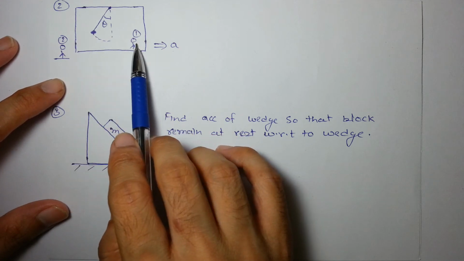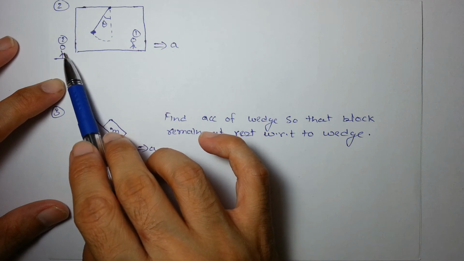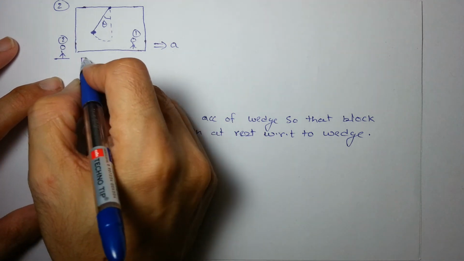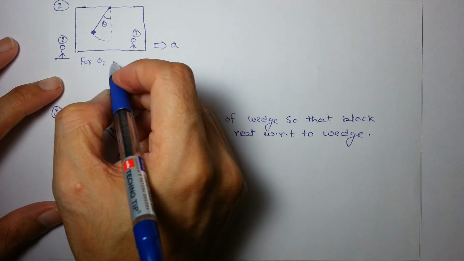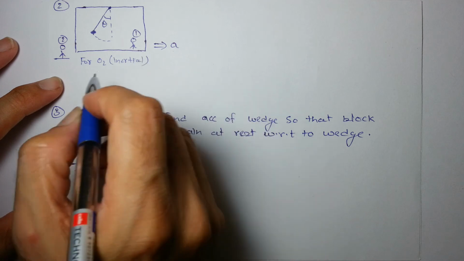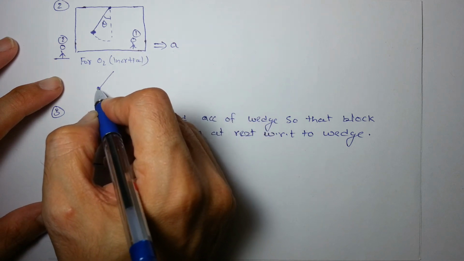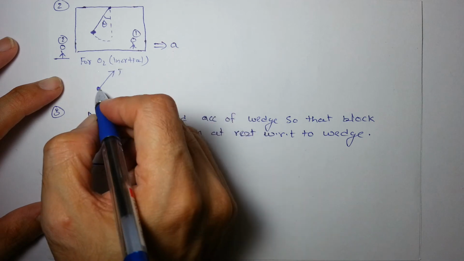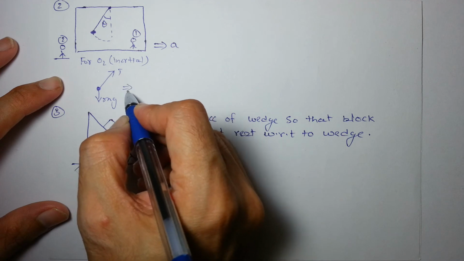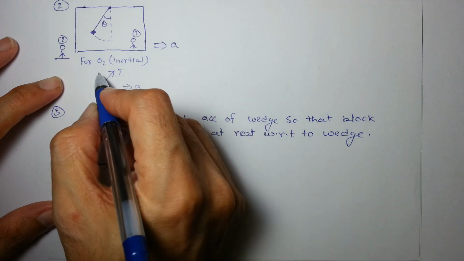There are again two observers. One is in the frame of the pendulum and another is standing on the ground. For observer 2, which is an inertial observer, again no pseudo force will be applied. He will say that there are only two forces, one is T, another is mg, and the bob is accelerating in the horizontal direction.